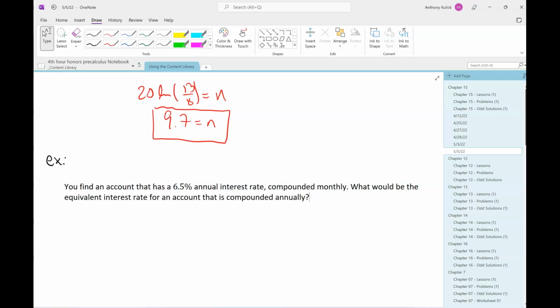Let's look at a different kind of example here. Say you find an account that has a 6.5% annual interest rate compounded monthly. What would the equivalent interest rate be for an account that is compounded annually?